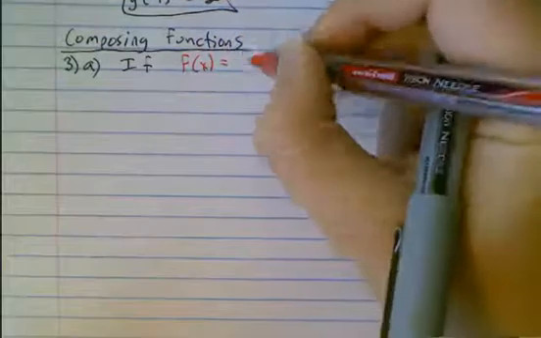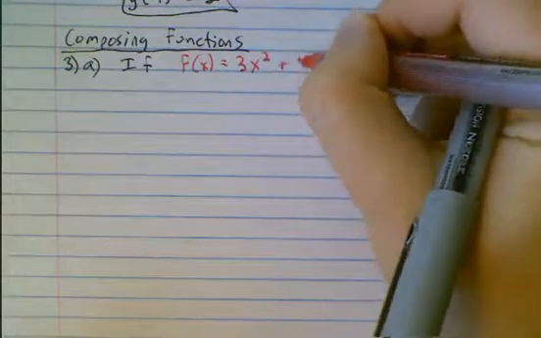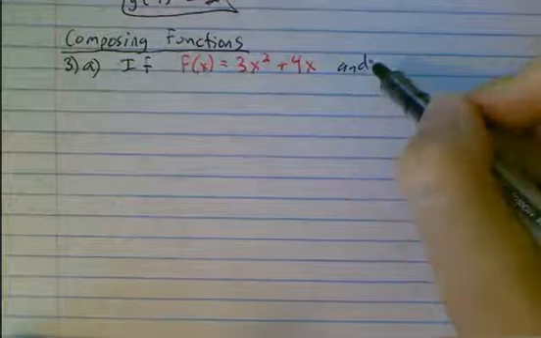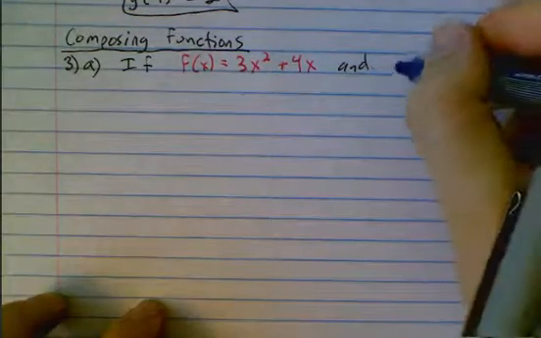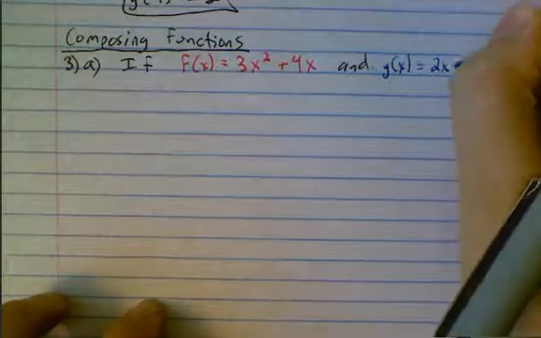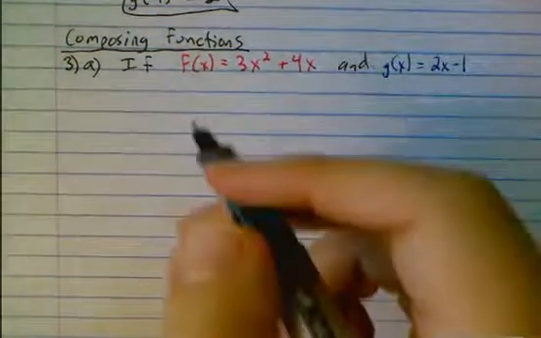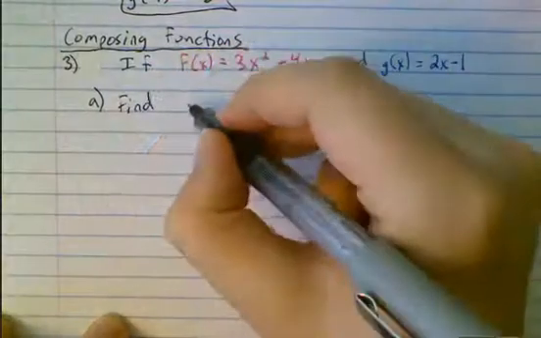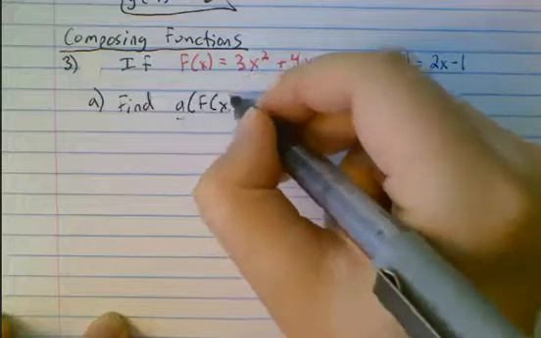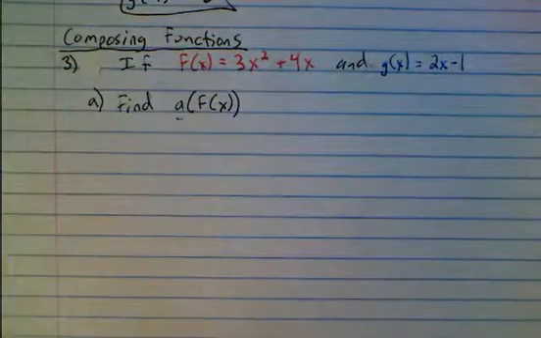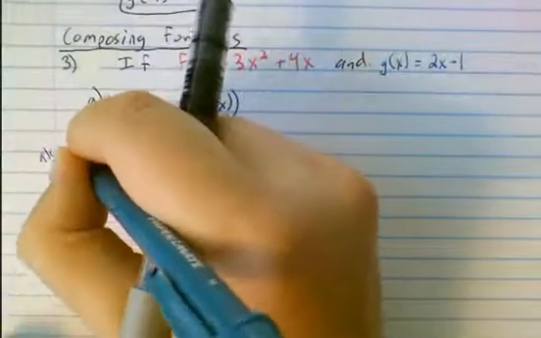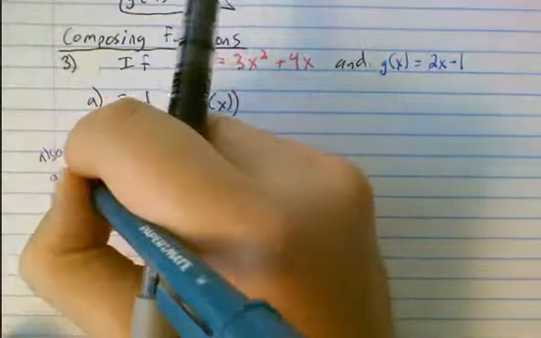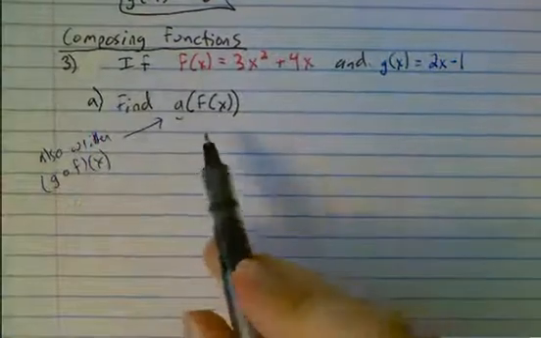Let's say we have a problem like this. We've got f of x, which is 3x squared plus 4x, and we've got g of x, which is 2x minus 1. And our problem is to find, actually this should be letter A right down here, find g of f of x. This can also be notated as g open circle f of x, but I think this notation makes a lot clearer what's going on.